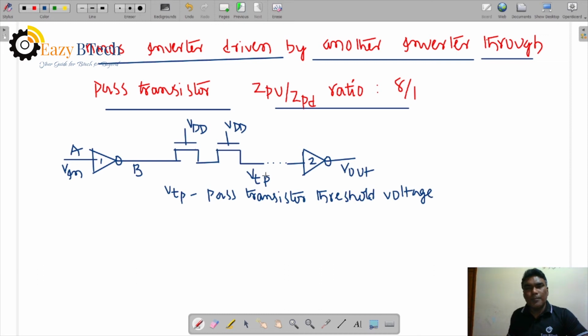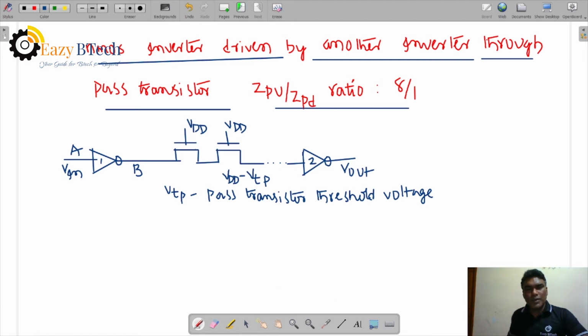So the input to this pass transistor is VDD and the threshold voltage is VTP. So the input to this second inverter is VDD minus VTP. The output of the first inverter goes through this pass transistor, so the logic is degraded by this threshold voltage. So VDD minus VTP is the input to this second inverter.